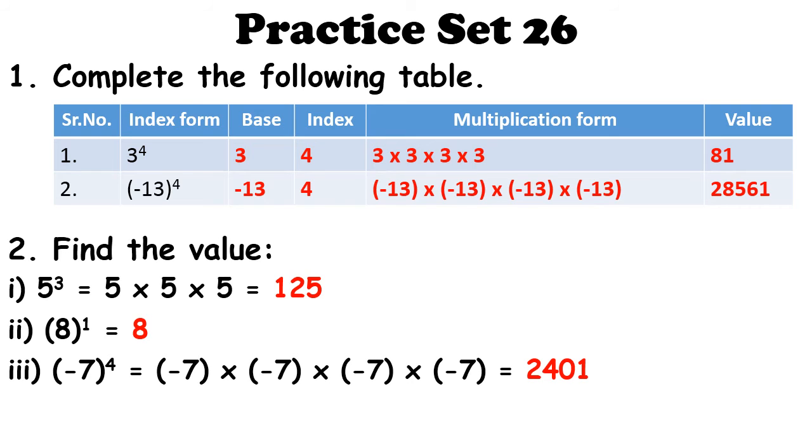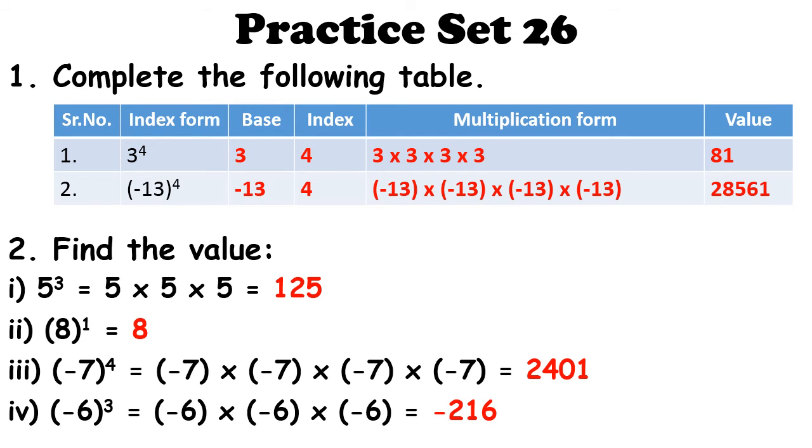Third sum, minus 7 raised to 4, which is equal to minus 7 multiplied by minus 7 multiplied by minus 7 multiplied by minus 7. So, when 7 is multiplied 4 times with itself, its value is 2401. Let's take a last example, minus 6 raised to 3. Minus 6 multiplied by minus 6 multiplied by minus 6 is equal to minus 216.